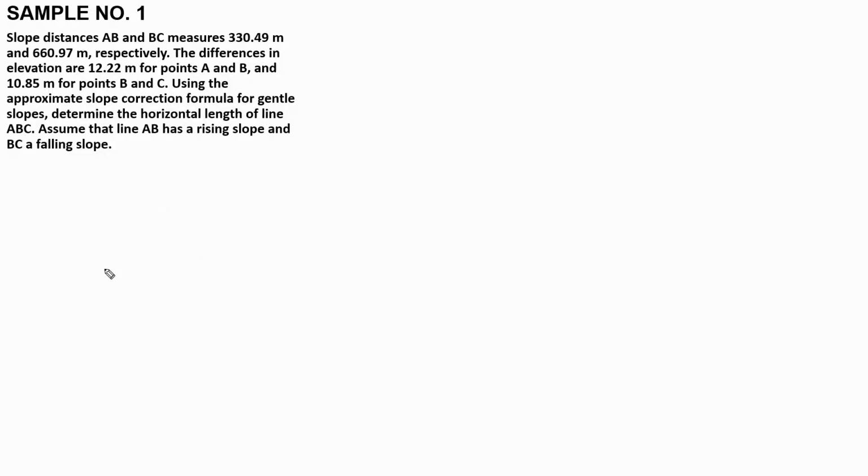And then, for example, the measures are slope distances. So, we have first AB. This is 330.49. So this is point A, this is point B. And then BC is 660, so it is longer.